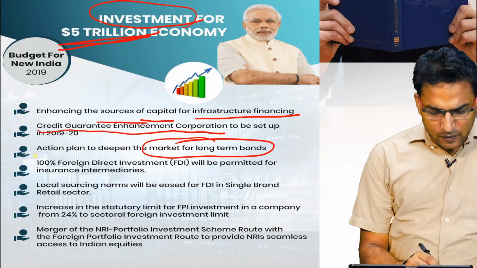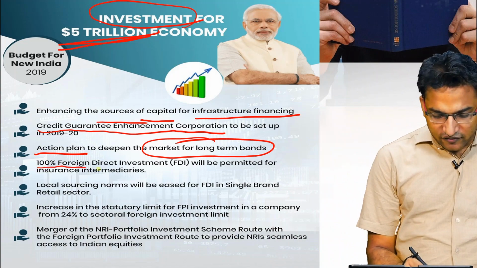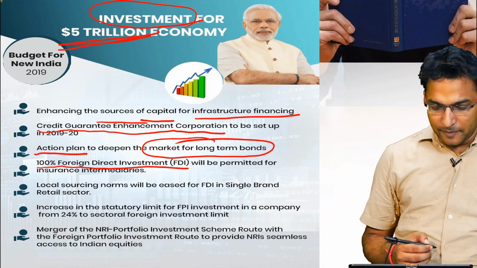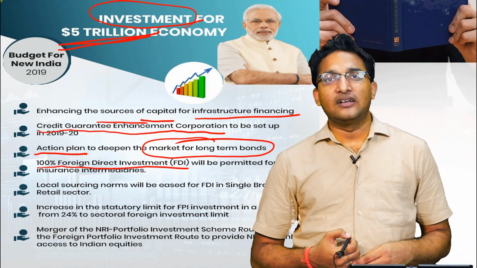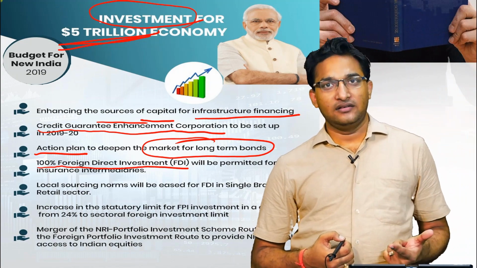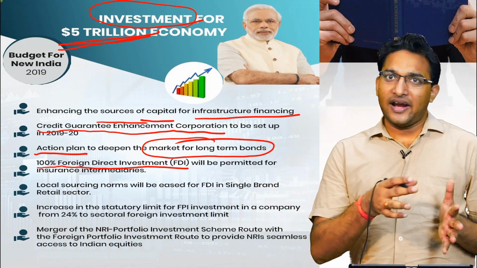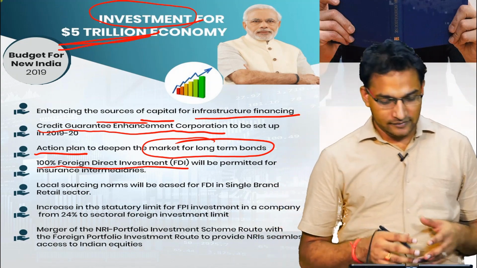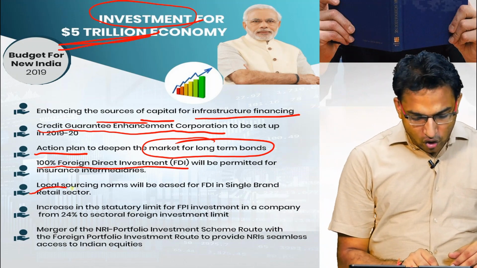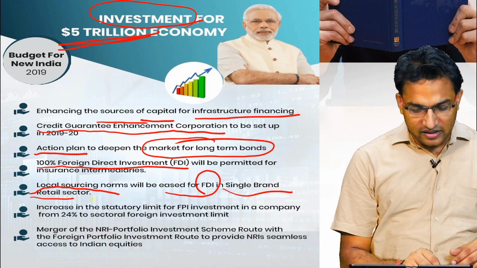So the budget is proposing the action plan for that. Then 100% foreign direct investment will be permitted for the insurance intermediaries. So this will increase the FDI. This will enhance the insurance sector, which is a kind of security for the common man. Local sourcing norms will be eased for the FDI in the single brand retail sector.